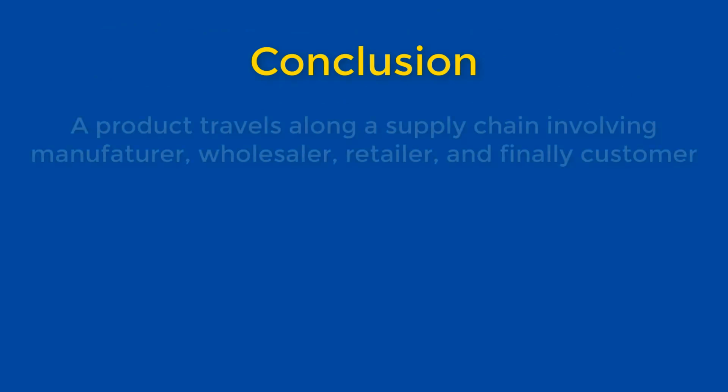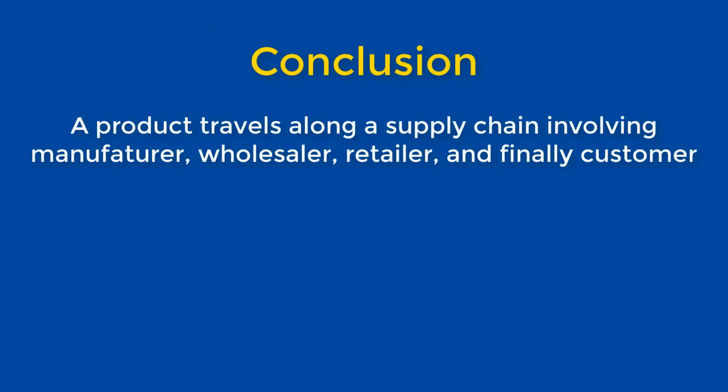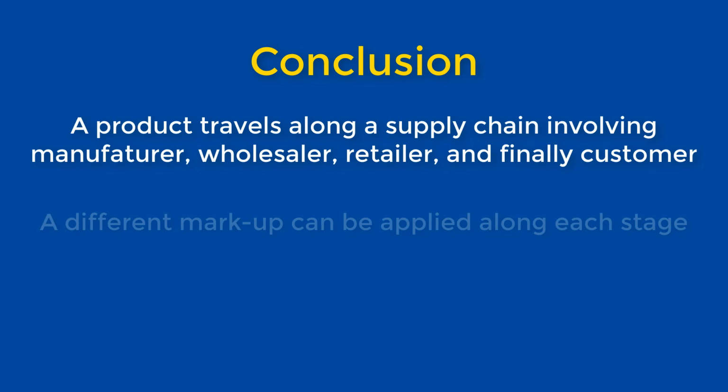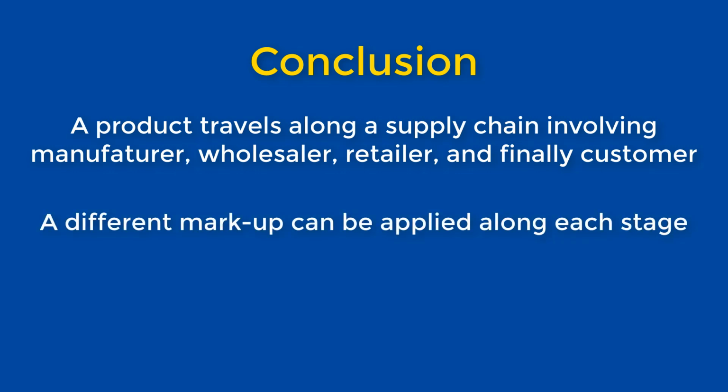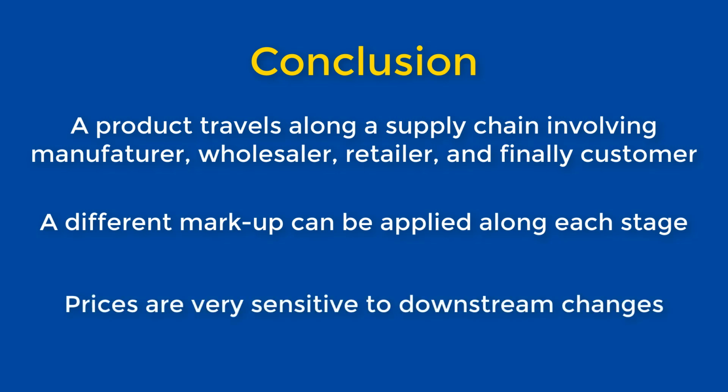In conclusion, a product travels along a supply chain involving first the manufacturer, then wholesaler, retailer, and finally the customer. As a different markup can be applied by each firm along the supply chain, the price incrementally increases as you get closer to the end user. As shown in the second example, prices are very sensitive to downstream changes, such as increases in manufacturing costs.